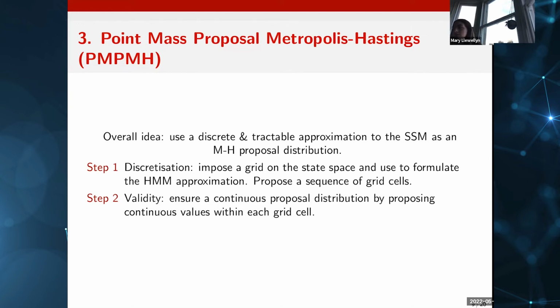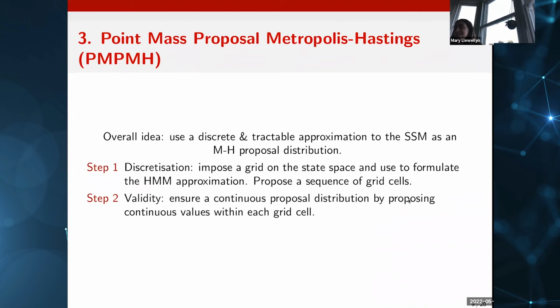And then we use this approximate hidden Markov model to propose a sequence of grid cells. It'll be clear what I mean by grid cells. And remember, in this case, we can propose a sequence of grid cells from a discrete distribution because we're in the nice realm of tractability. So that's quite nice. Nice place to be.